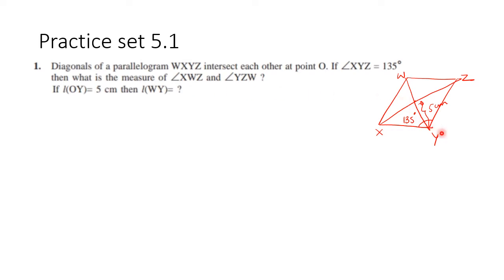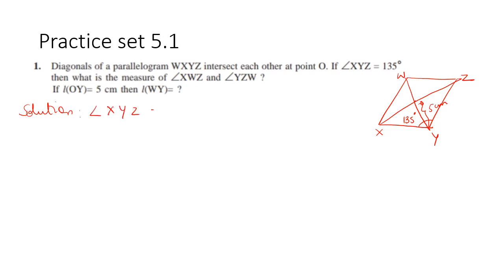Then they ask to find out the angle YZW. Again, one of the properties is that the adjacent angles of a parallelogram are supplementary. That means their addition is 180 degrees. So 135 degrees plus angle WZY is equal to 180 degrees. I would subtract 180 minus 135 and I would get the measure of this. So let's write the solution.